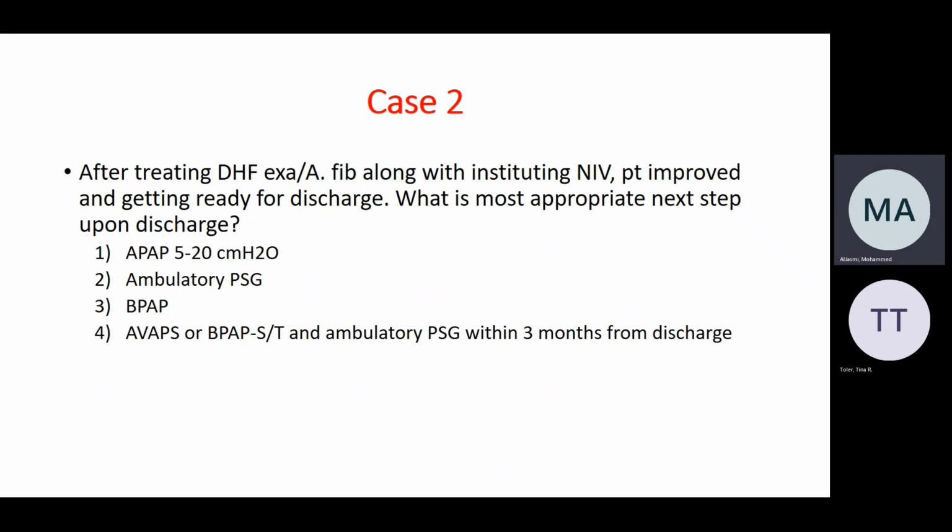Okay, after treating for diastolic heart failure and whatever, AFib, and instituting, of course, the acute NIV to treat the acute on chronic hypercapnic respiratory failure, what is the most appropriate next step upon discharge?